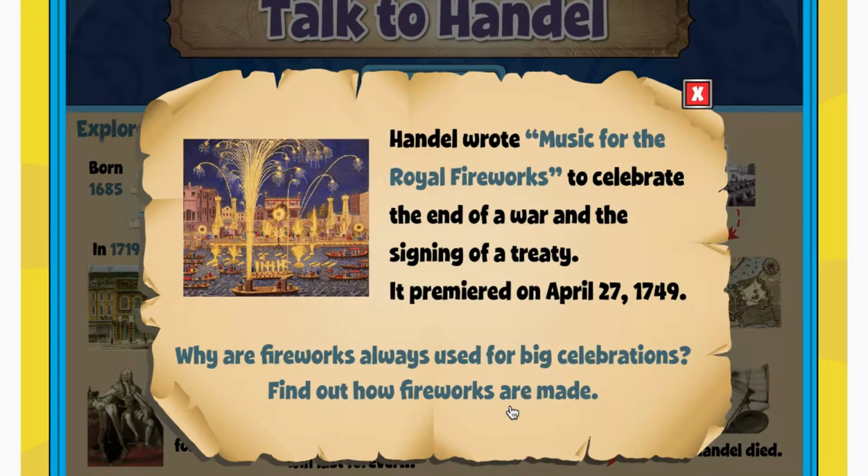Handel wrote music for the royal fireworks to celebrate the end of the war and the signing of a treaty. It premiered on April 27, 1749.